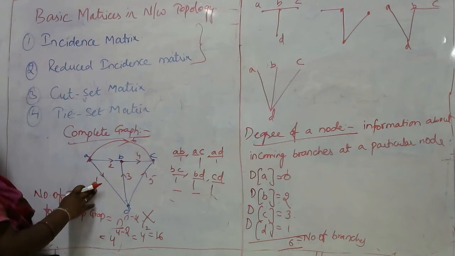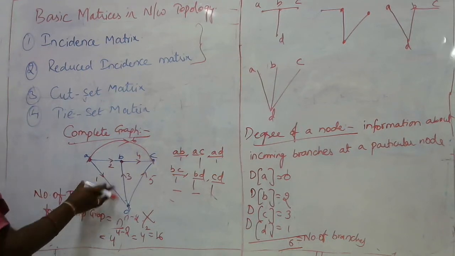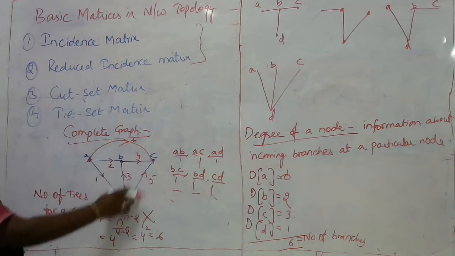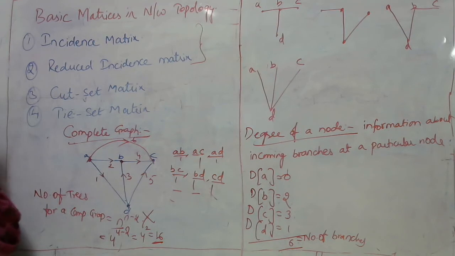Let us see how to calculate the number of trees by using the incidence matrix and reduced incidence matrix. For this graph, as I am saying that it is a complete graph, the number of trees possible is 16, that is n power n minus 2. Even if we do the same procedure using the incidence matrix and reduced incidence matrix, we must get the number of trees in this graph as 16.